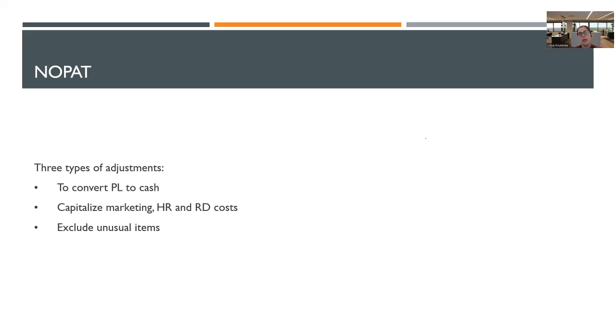So you will need to say, we did that because we need to convert profit and loss items to cash. We did that because we need to capitalize marketing. We did that because this is an unusual item and we need to exclude it. So there are 3 types of adjustments. Why? We want to convert profit and loss to cash. So let's say we exclude such items as increase in bad debt allowance because profit and loss items are subjective. So P&L is subjective.